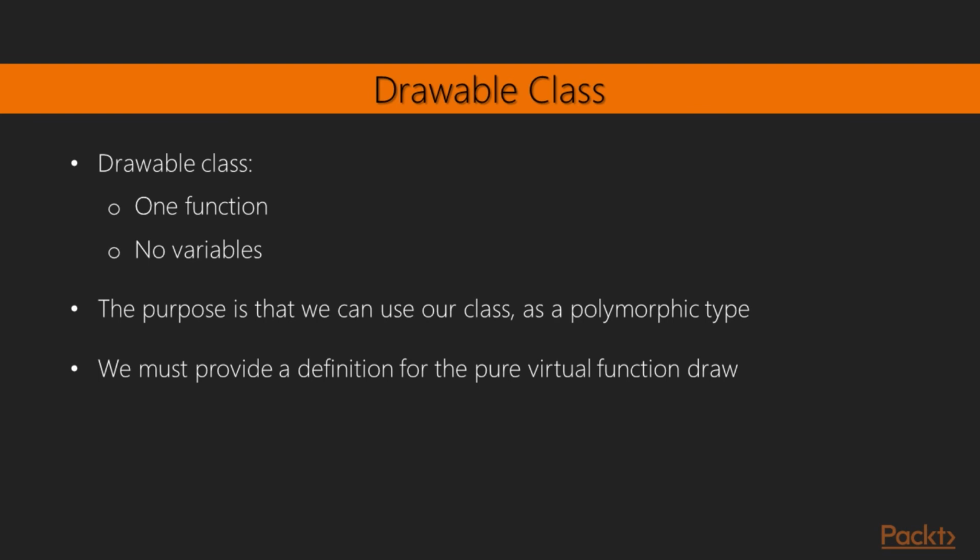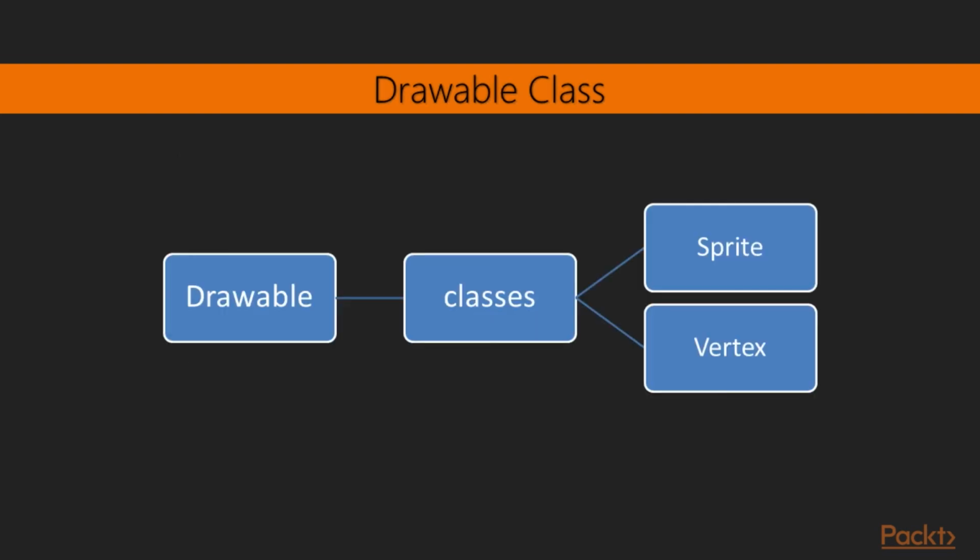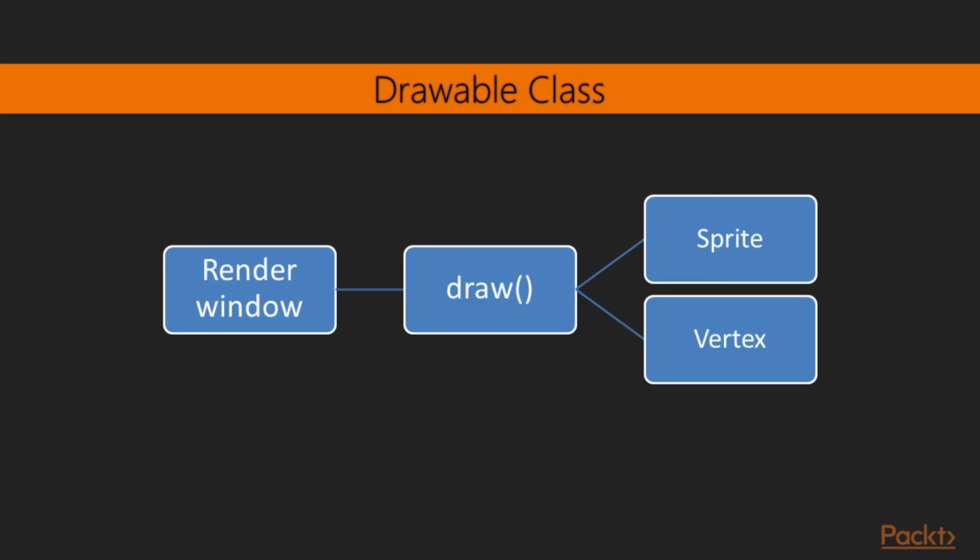The purpose of this is that we can then use our class, which inherits from Drawable, as a polymorphic type. Put more simply, anything that SFML allows us to do with a Drawable object, we will be able to do with our class that inherits from it. The only requirement is that we must provide a definition for the pure virtual function, draw. Some classes that inherit from Drawable already include Sprite and VertexArray, among others. Whenever we have used Sprite or VertexArray, we have passed them to the draw function of the RenderWindow class.